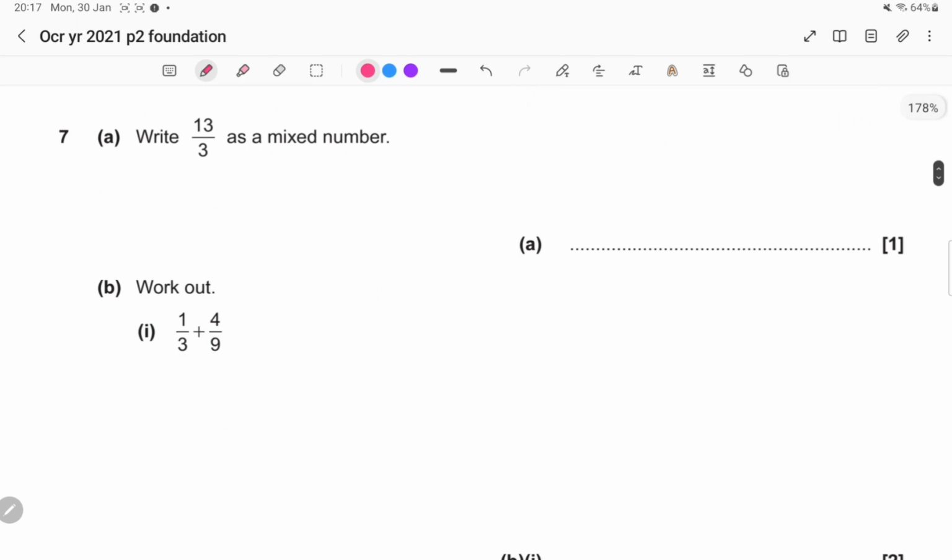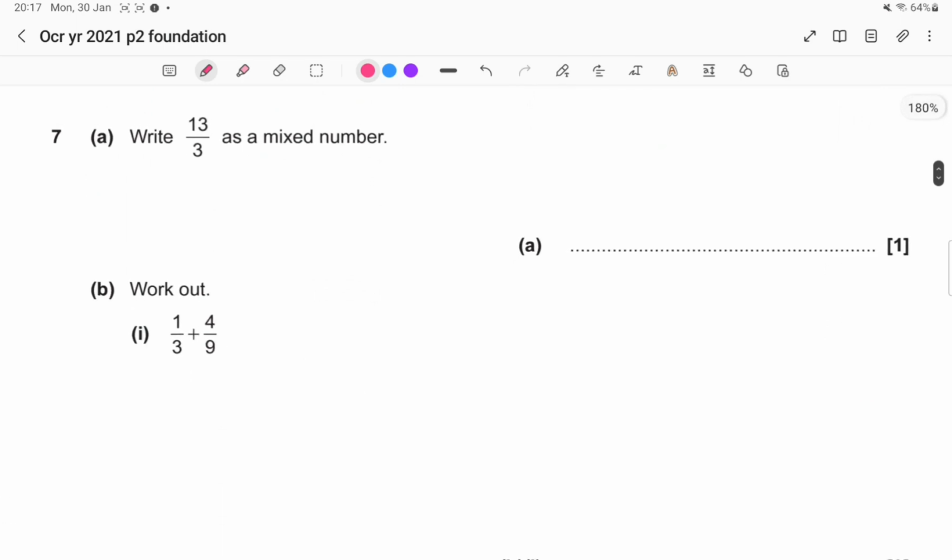Question number 7. Write 13 divided by 3 as a mixed number. 4 multiplied by 3 is 12. There are 4 3's in 13 and 1 left. So it would be 4 and 1 over 3. To check your answer, you can always do 4 multiplied by 3 is 12, added to 1. That will give you 13 divided by 3. My answer is 4, 1 over 3.